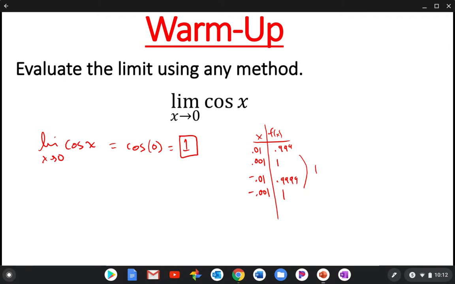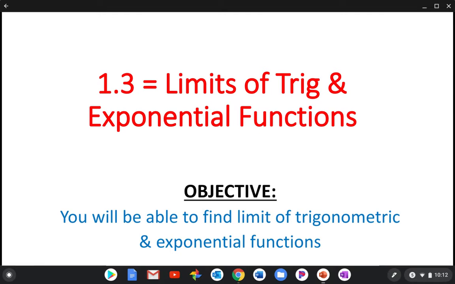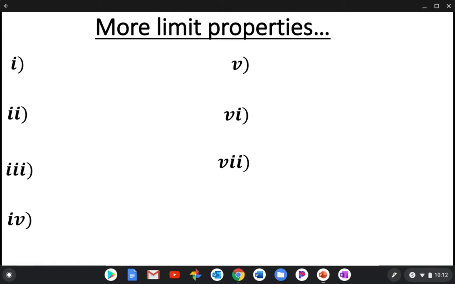If you also looked at the graph, you could see that as well. The function is clearly approaching 1 because the cosine function looks like this. So as you approach from this way or this way, you are approaching the value of 1. So today we are going to be spending this lesson talking about trigonometric functions, and also we'll look at exponential functions as well. This necessarily isn't any more difficult than what we've done before. It's just we haven't really talked about a lot of trigonometric limits.